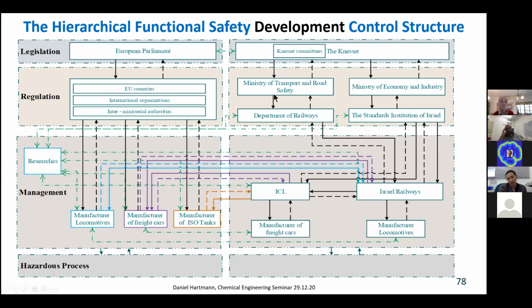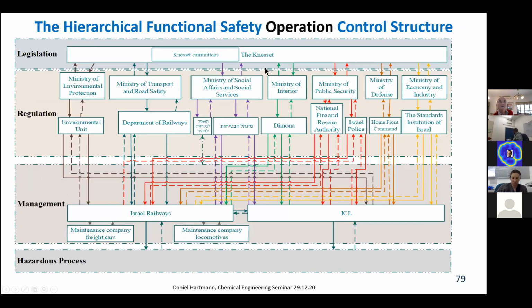And because most of the equipment related to rails in Israel is bought from abroad, we also have to look abroad at how they regulate the safety of the rails, the wagons, the isotanks, and so forth. And then, of course, the Israeli regulation and how they collect it. All these are control loops that we have to analyze and understand. And this is now the operation of the trains in Israel.